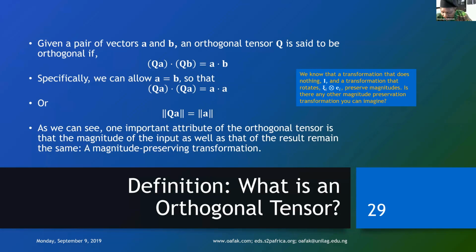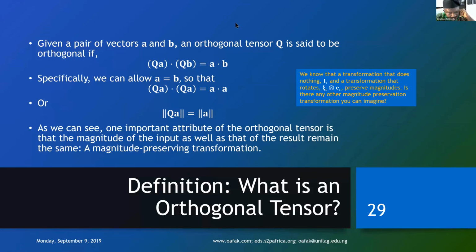But rotation will not change the magnitude. Identity will not change the magnitude. Is there any other transformation you can imagine that will not change the magnitude? I want you to think. If you say there is none, say so. If you think there is no other one apart from those two, say so. I want to see whether you can imagine any other transformation.